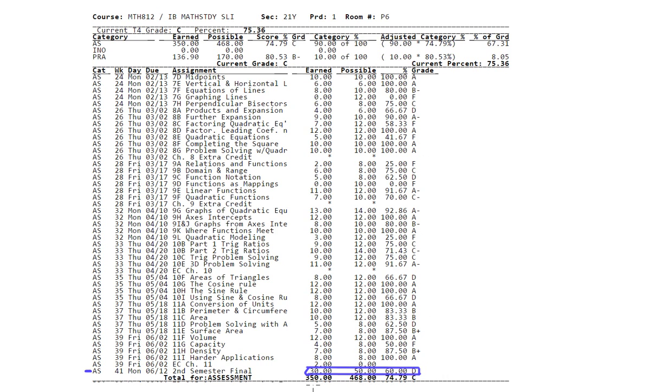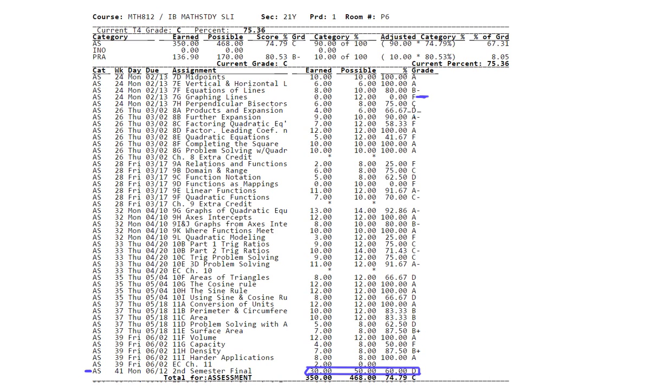Right now you're sitting at 350 out of 468, which is 74.79. So what we want to do is figure out what tests or test sections we can drop that will make this number, the 74.79, rise as high as possible, and I'll show you how to calculate that.